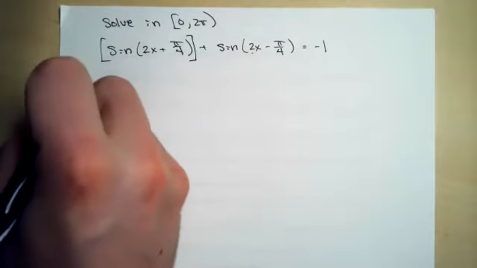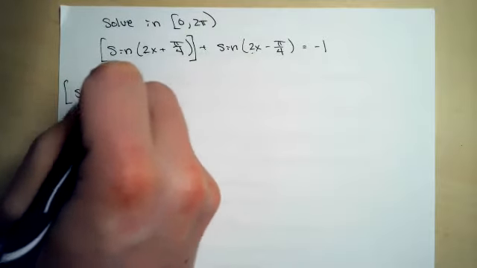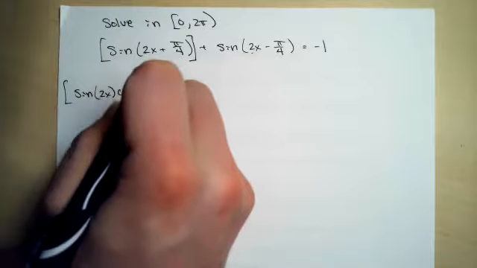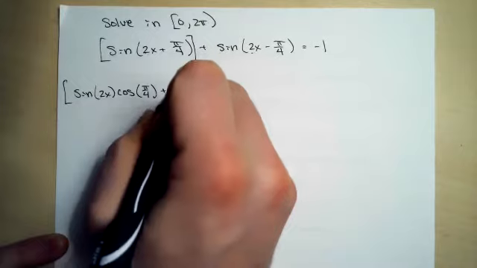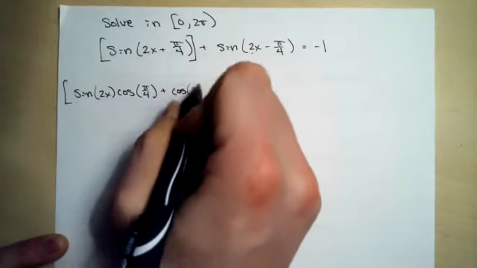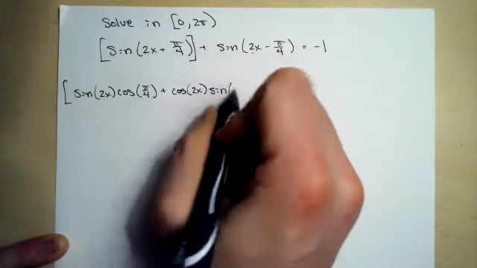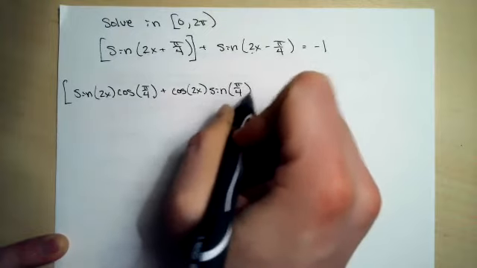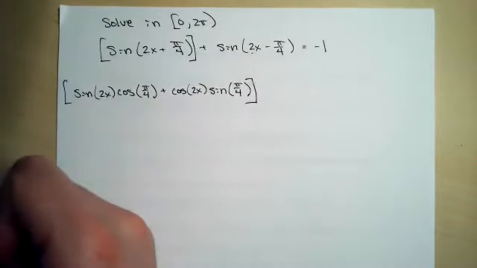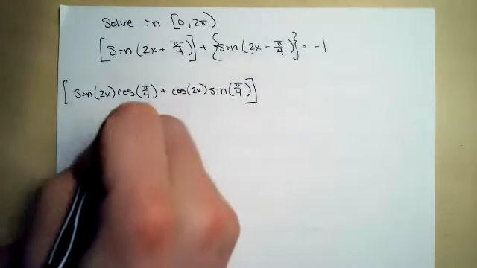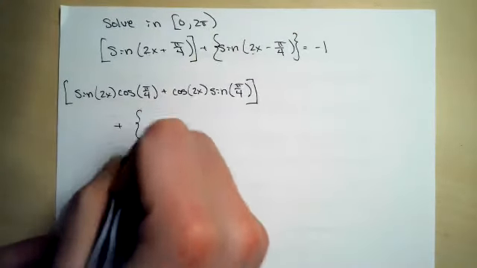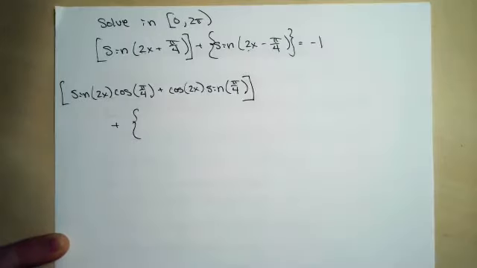We have sine 2x cosine of pi over 4, plus cosine 2x sine of pi over 4. That is the term on the left. I'm just adding these brackets for organization purposes, since I can't fit all of that in one line. Let's go ahead and break down this other term.